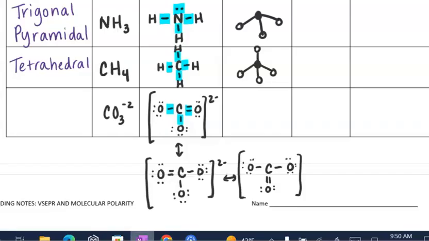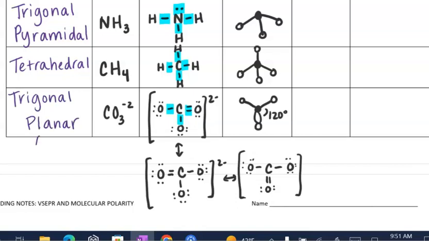All right, so here's going to be our drawing for this one. And I'm going to show that double bond, but I'm going to remind myself that that's 120 degrees. Okay. All right, this is also called trigonal, but it's called trigonal planar because it's flat. Planar means flat. Okay.